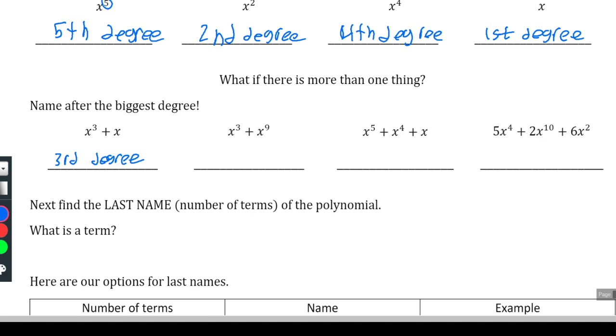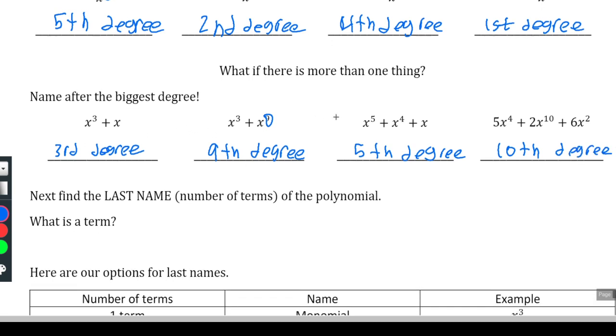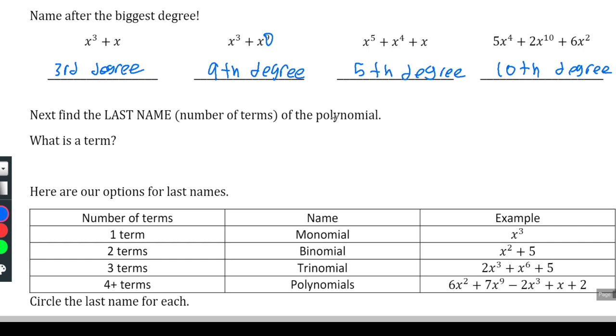It does not matter the order. We always look for the largest term, or the largest exponent. So this would be a ninth degree. A fifth degree. And a guess for the last one? 10th degree. Exactly.